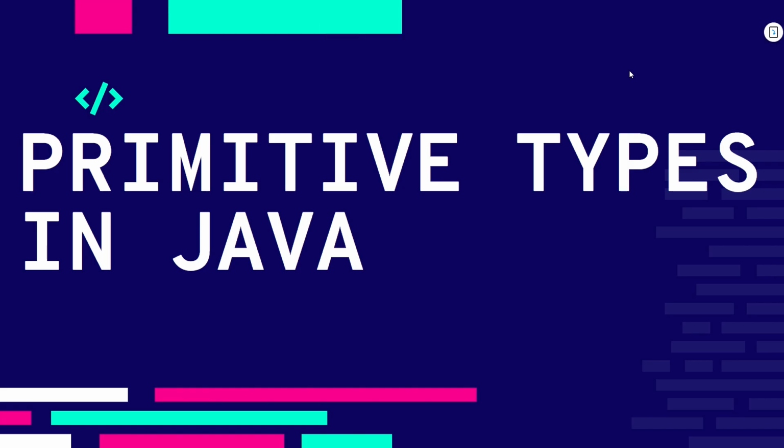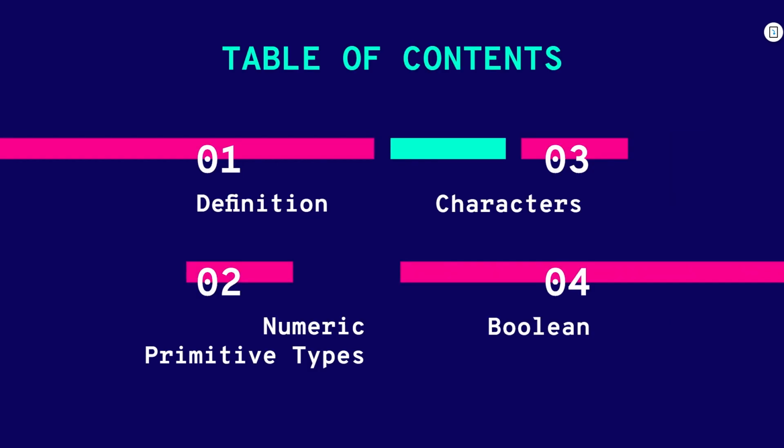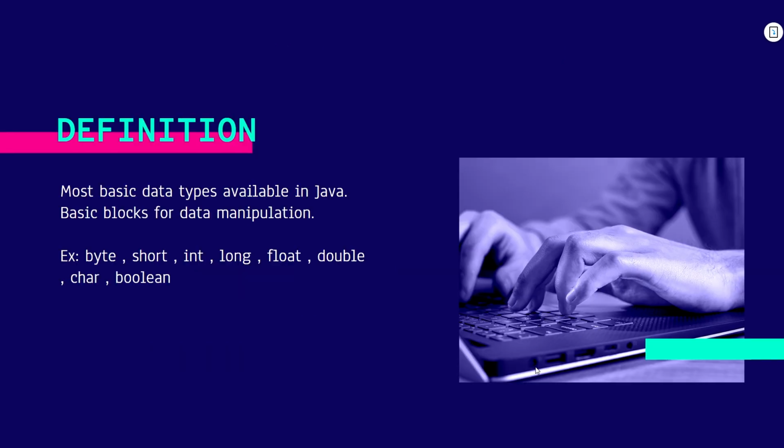Hello everyone, today we're going to look at primitive types in Java. We're going to start with the definition of primitive types, continue with the numeric primitive types, look at characters, which is another type in Java, and finally look at the Boolean primitive type.